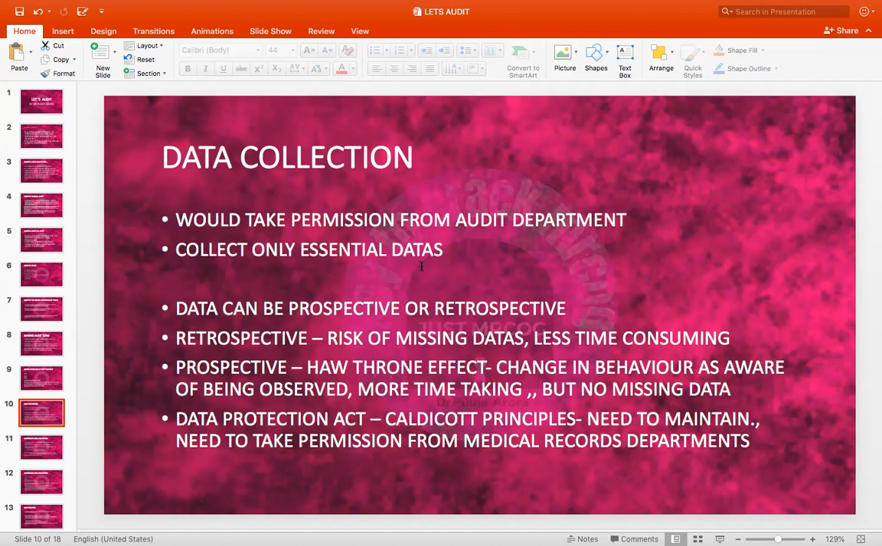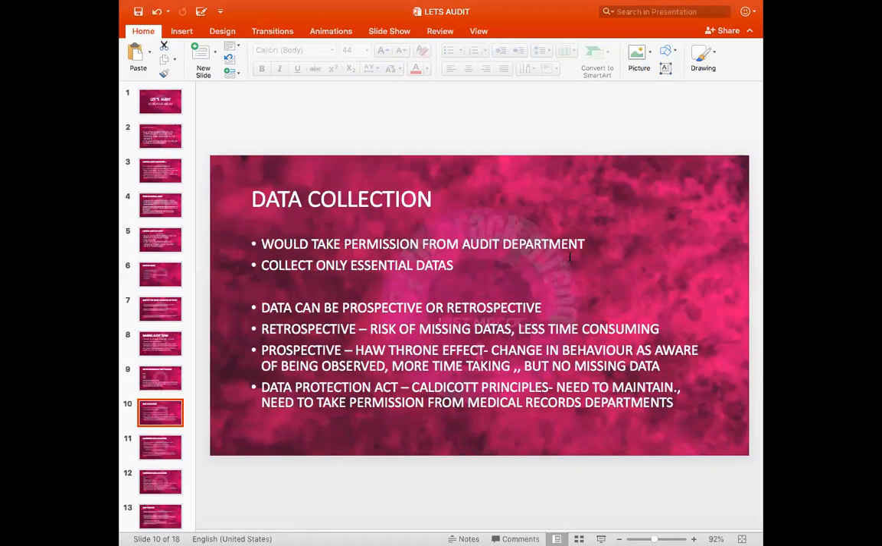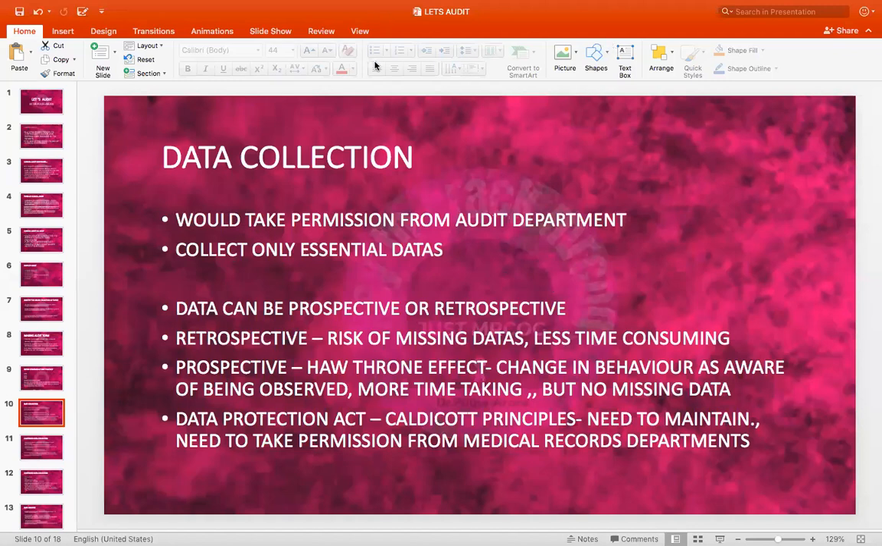As in cesarean section, we are not going to collect which background she belongs to. We are not going to collect what her weight gain during pregnancy was. We are not going to collect whether she was taking her antenatal visits properly or not. We are not going to collect all those data because that is not essential for the increasing cesarean section rate. So collect only essential data. It means that if you are taking any important data about a particular person, it should not be irrelevant. It has to be what is important.